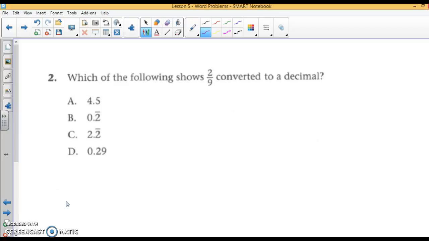2/9 converted to a decimal? Well, isn't 2/9 2 divided by 9? And we know that it's going to be a small number. It's going to be a lot less than 1. So we're going to put our decimal and a bunch of zeros. Make sure you do not have 9 in the box, because if you have 9 in the box, you're doing 9 divided by 2. This is 2 divided by 9.